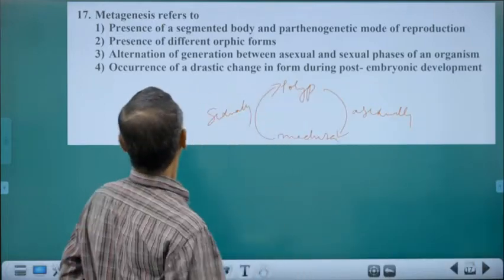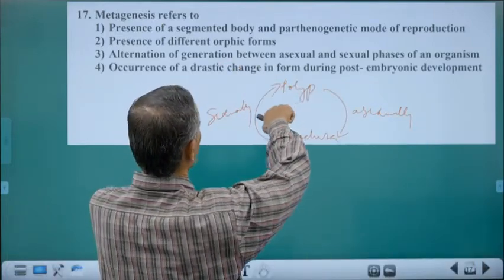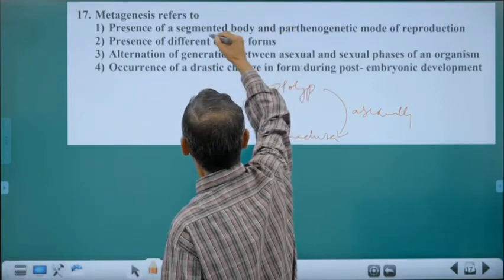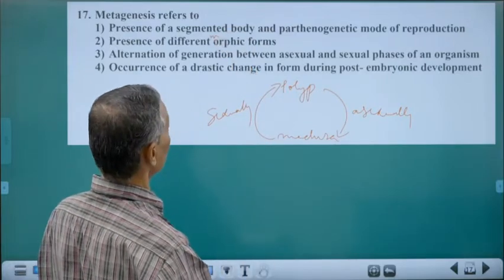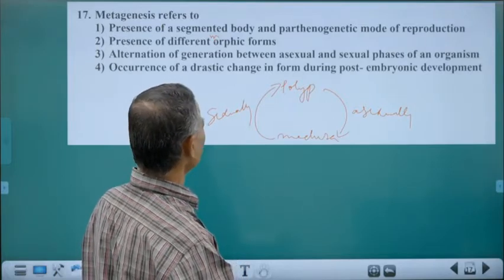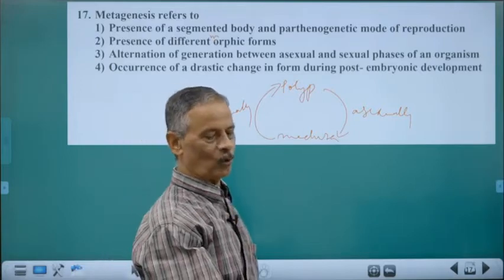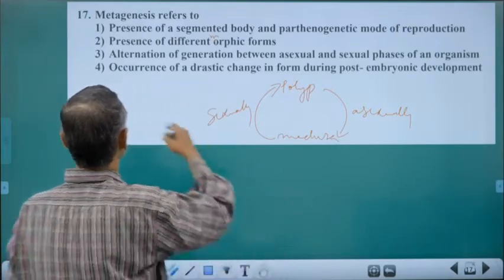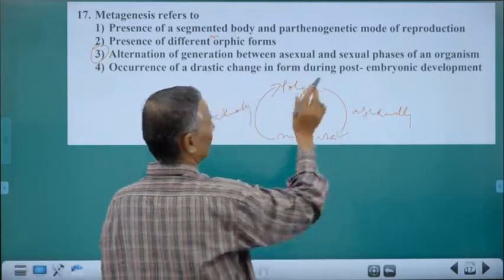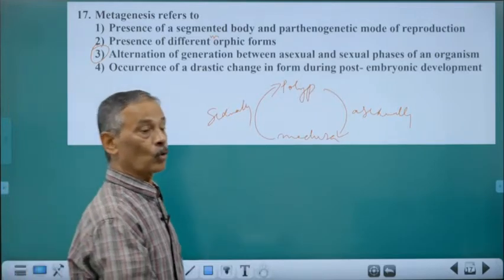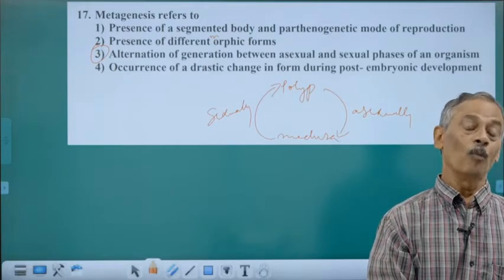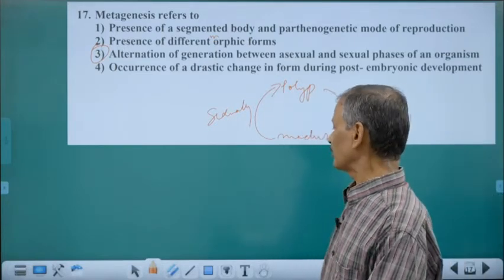Okay. Presence of segmented body and parthenogenetic mode of reproduction, no. Presence of different morphic forms. Morphic, not orphic. Alternation of generation between asexual and sexual phases of organism. That's correct. Occurrence of a drastic change in the form of post-embryonic development, no. So the correct option can be alternation of generation. Asexual and sexual. This is seen in colonial coelenterates like Obelia colony. So that's the correct answer.